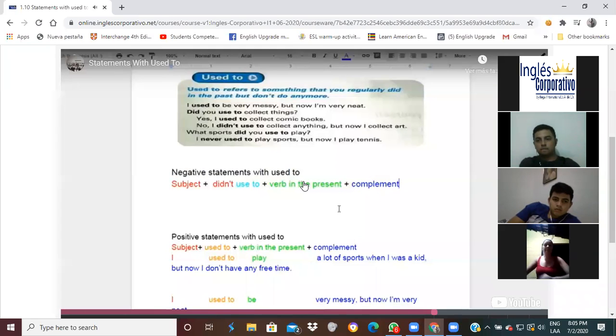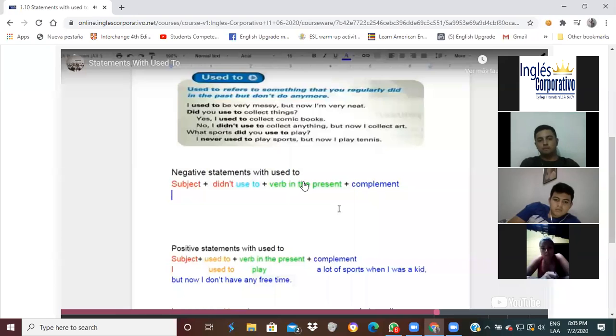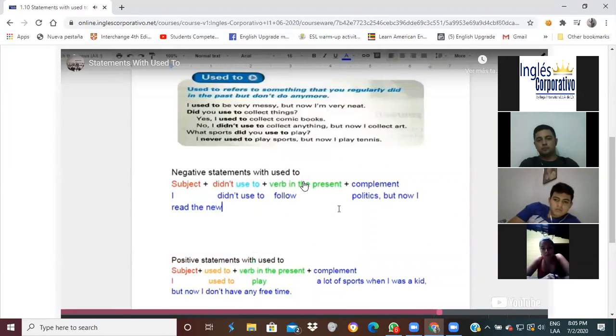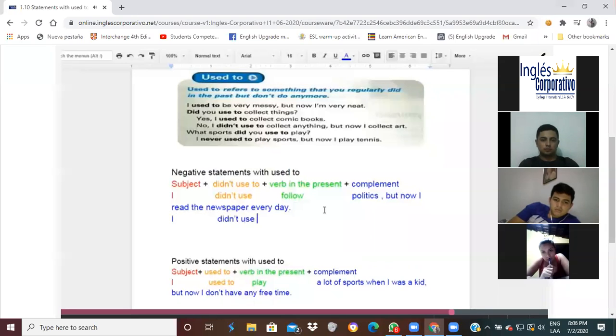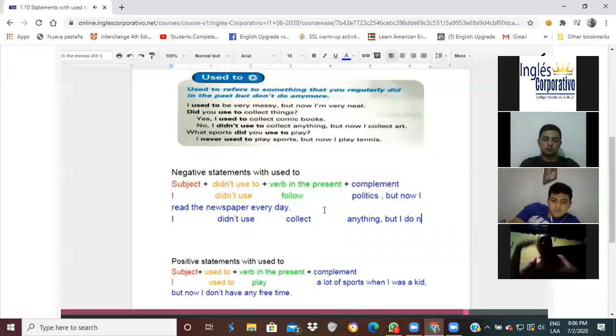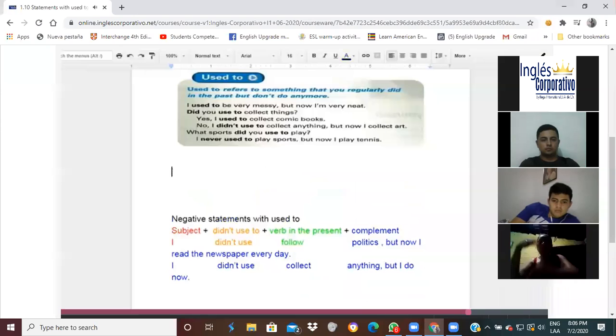Write a couple of examples here. So some of the ones that I mentioned as we began the class. Let me go ahead and give another example here. I'm going to say, I didn't used to collect anything, but I do now. There we go.